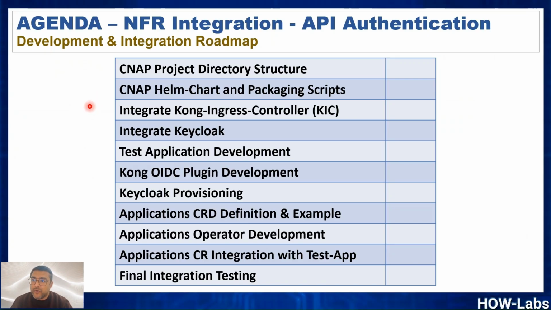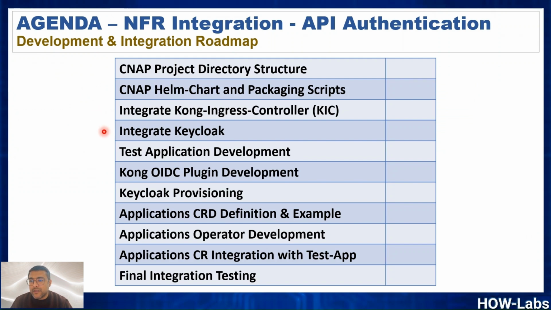This is the roadmap. The first thing that I'm going to do is create the CNAP project directory structure. Once it is done, I will create the Helm chart for the CNAP and the packaging script, so that I can package the Helm chart, which is then used for deploying the CNAP on Kubernetes. Once it is done, the first integration that I will do is to integrate the Kong Ingress Controller, which I will be calling KIC from now onwards, into CNAP so that it gets deployed as a dependent chart with CNAP. I'm going to do a similar thing with Keycloak.